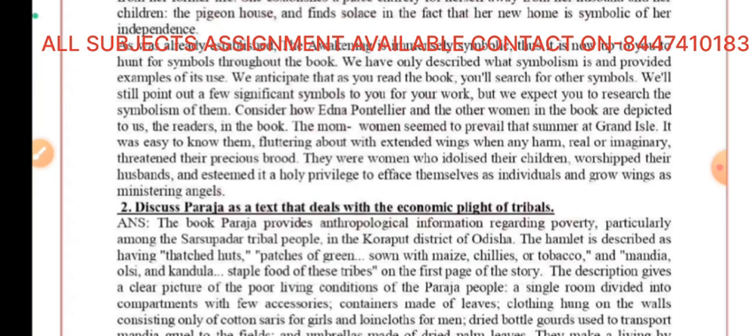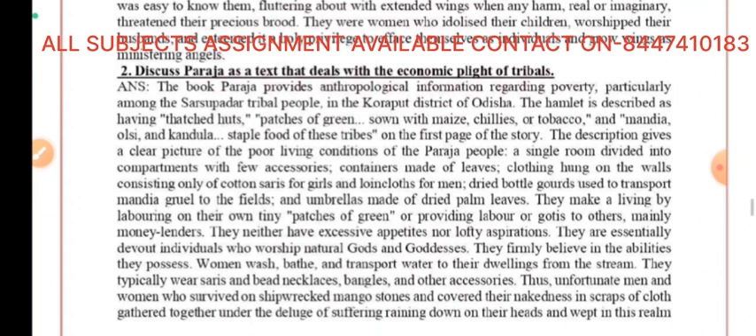Consider how Edna Pontellier and the other women in the book are depicted. To us, the readers, the mother-women seem to prevail there that summer at Grand Isle. It was easy to know them fluttering about with extended wings when any harm, real or imaginary, threatened their precious brood. They were women who idolized their children, worshipped their husbands, and esteemed it a holy privilege to efface themselves as individuals and grow wings as ministering angels.